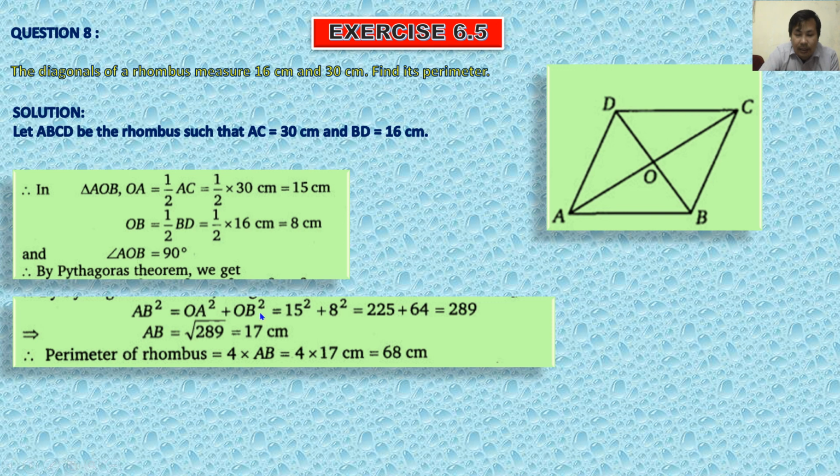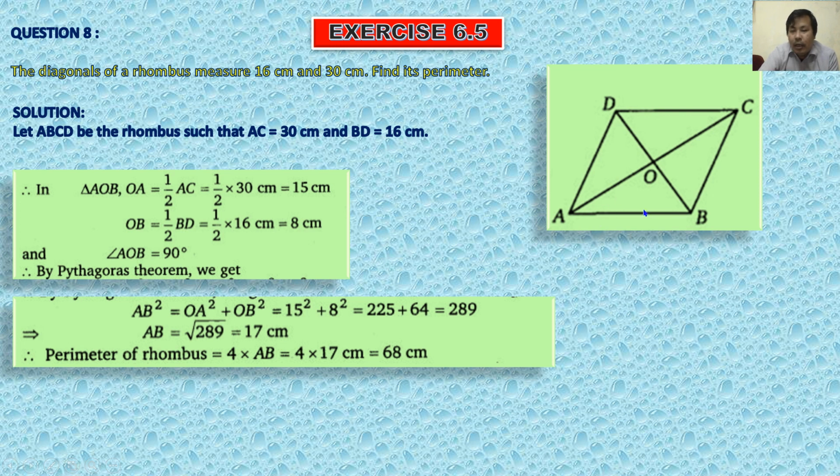So here you see, my dear student, AB is equal to root over 289, and the square root of 289 is 17. So AB is 17 centimeter, means the side of the rhombus is 17. Then you know the perimeter of the square and the perimeter of the rhombus are the same, because all the sides are the same. That means 4 into side. If you add all these 4 sides, you will get the perimeter.